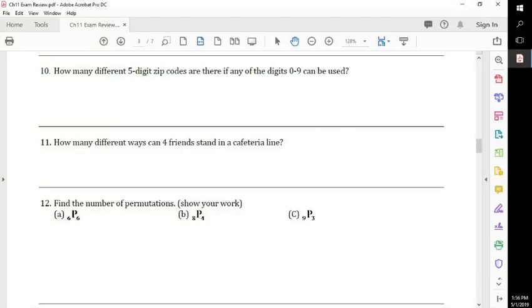Okay, so for number 10, we got a 5-digit zip code, and any of the digits 0 to 9 can be used. Okay, I want to show two answers because I kind of don't like this question.